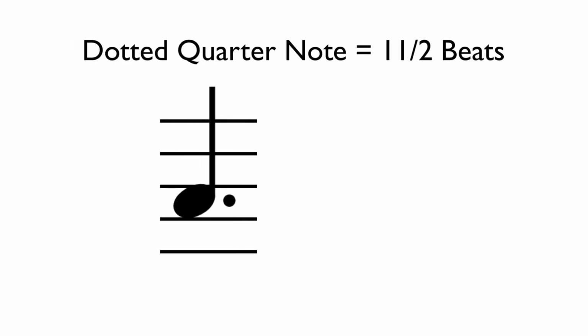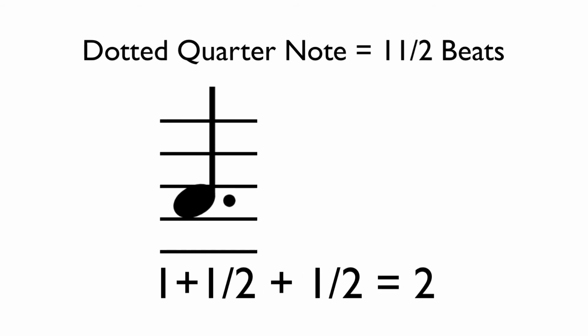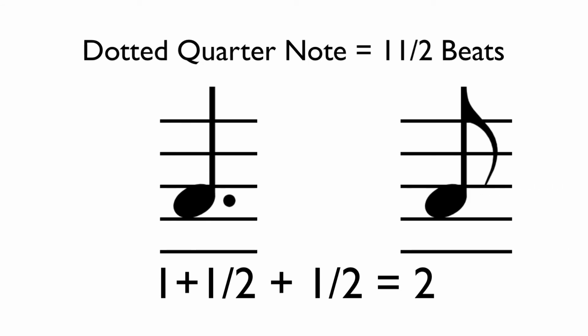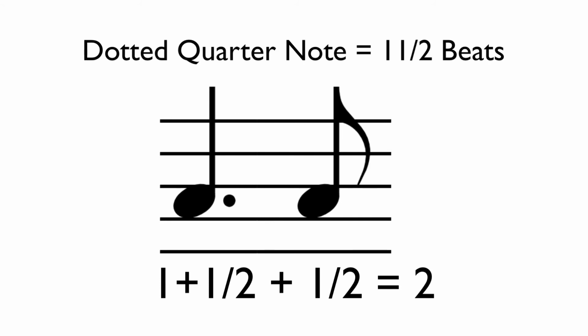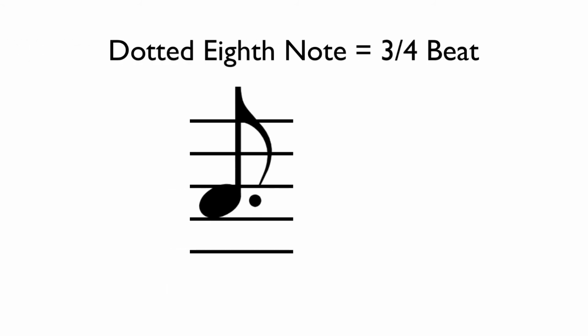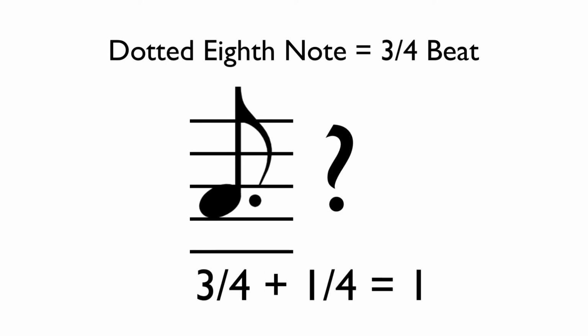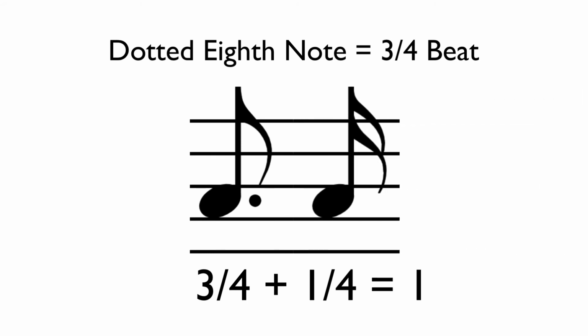For example, our dotted quarter note is worth 1.5, so we're already halfway into the second beat. This means we have half a beat to fill in. We can do this with one or more notes and rests to the value of half a beat. Let's try the same approach with a dotted eighth note. The dotted eighth note only fills up 3/4 of the beat. This means we have a quarter of a beat to fill in. We can do this with one or more notes and rests to the value of a quarter of a beat.